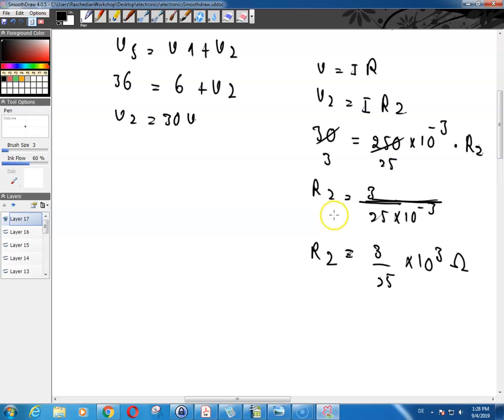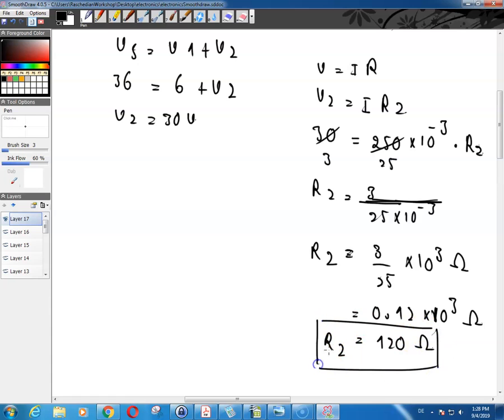Now 3 by 25 is the same thing as 0.12. So that's 0.12 into 10 raised to the power 3 ohms, which is the same thing as 120 ohms. That is the value of R2. 120 ohms. Exactly.